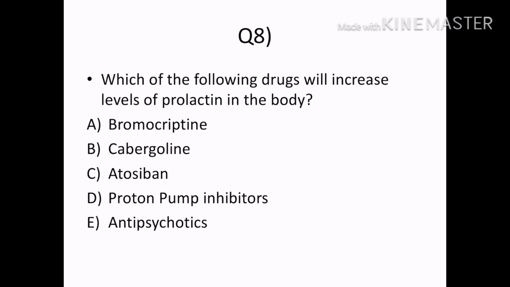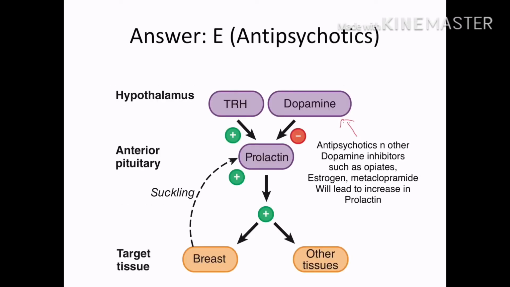Now, how is that the answer? If you look at this diagram, you will see that dopamine is the main inhibitor of prolactin release. Any drug that inhibits dopamine release or blocks the effect of dopamine will lead to increased levels of prolactin within the body. Now, the drugs that lead to decreased dopamine include antipsychotics, opiates, estrogen, metoclopramide. So, if any patient is taking these drugs, that patient will likely have an increase in the prolactin levels in their body. So, the answer here was E, antipsychotics.